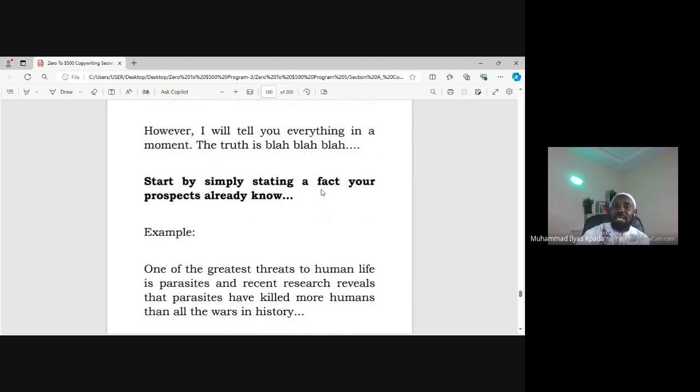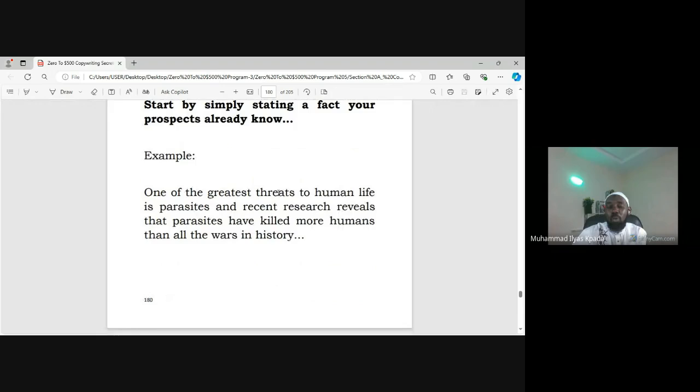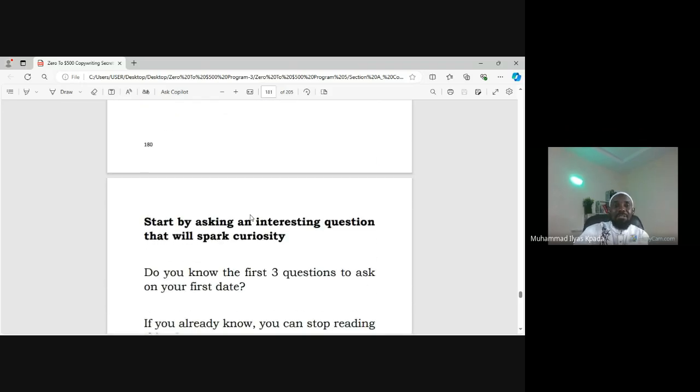Start by simply stating a fact that your prospect already knows. Right? One of the greatest threats to human life is parasites, and recent research revealed that parasites have killed more humans than all the wars in history. This is what every common person knows. You are stating the fact, right?